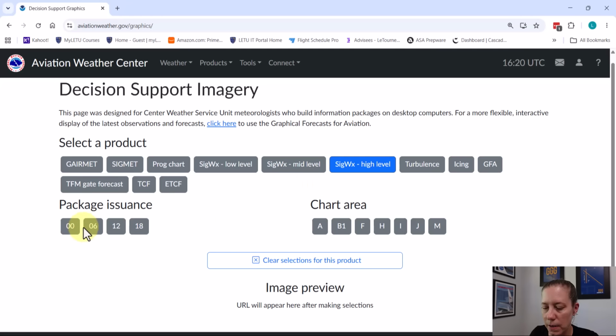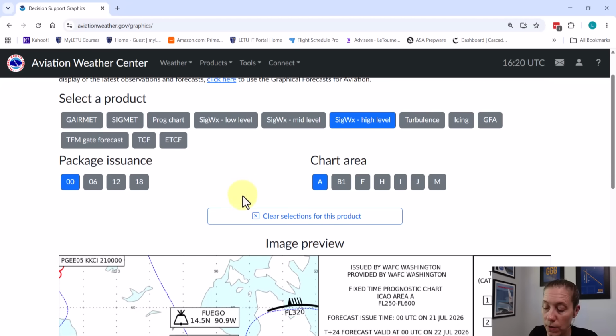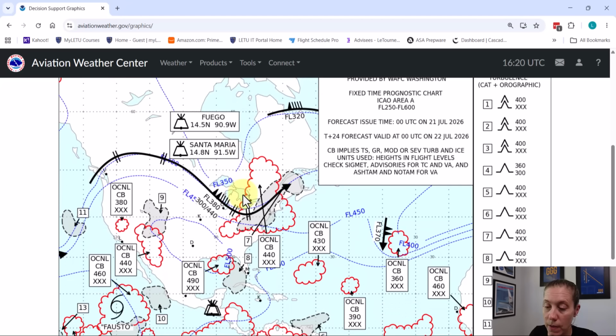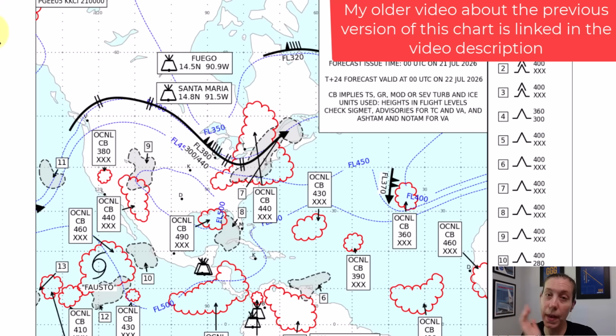To get there, I'm clicking on that, going for 00, and I'll pick chart area A because that is in our part of the world in the United States. And I should also point out this chart changed in the somewhat recent past. You might have an examiner come to you with the old style of prog chart, like if they have pre-printed weather information. I can't control that, so I would recommend looking at my video on my channel where I go over the old style of this chart, but this is the current style of the chart.